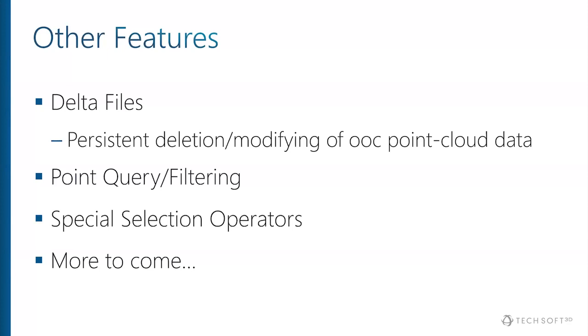There's point query and filtering, so you can get access to what points are currently in the system. You can query those points. You can filter out certain points based on if they are already loaded or not loaded, and other criteria. We have a group of special selection operators because, again, point clouds might or might not be actually locally available, so from a selection perspective, they might still be on disk and not loaded. So we need special selection operators that can handle these cases.